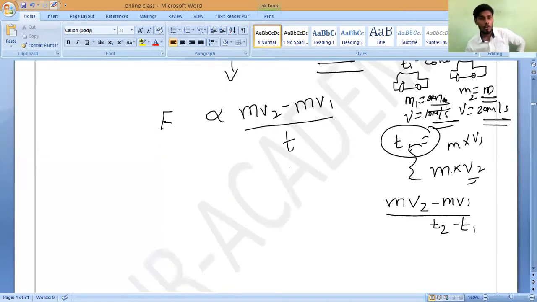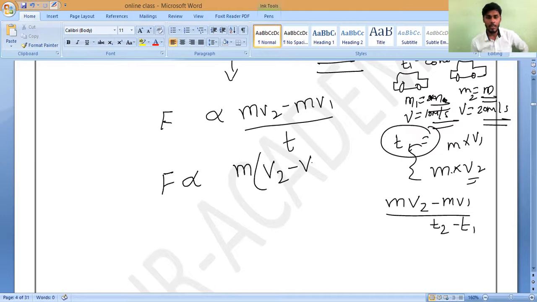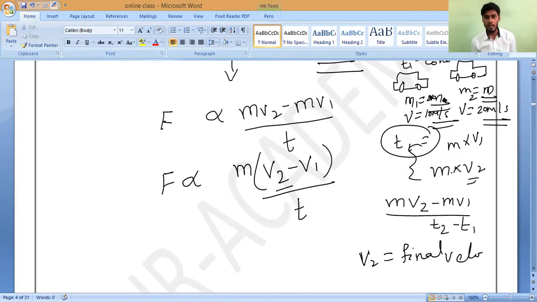Now, observe very carefully. F is directly proportional to this. M is constant in both places, so can I keep it outside? Yes, outside: V2 minus V1 divided by T. So now, observe very carefully. V2 is called the final velocity, and V1 is called the initial velocity.